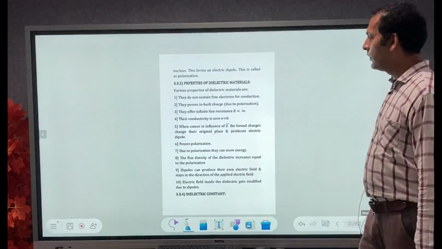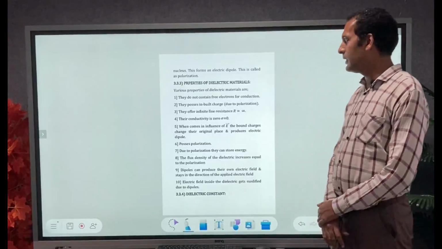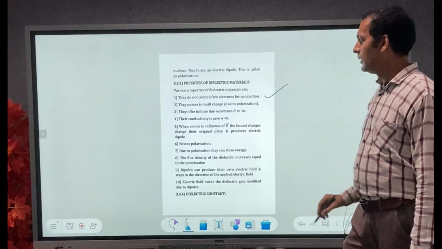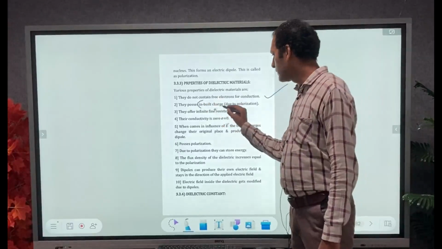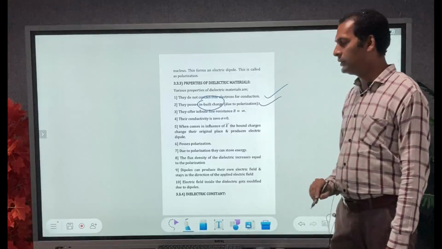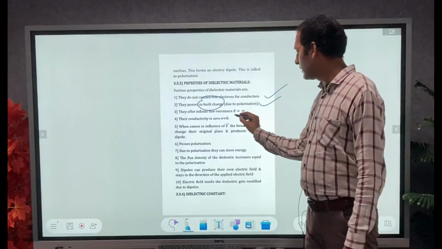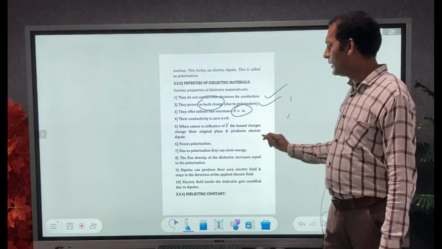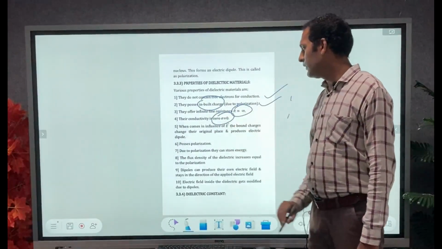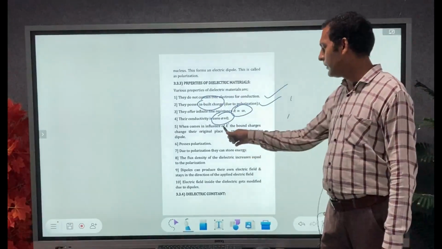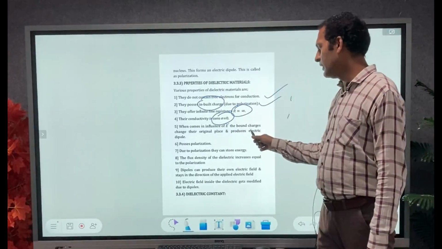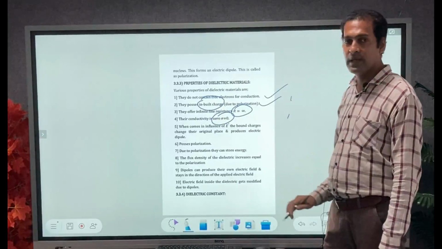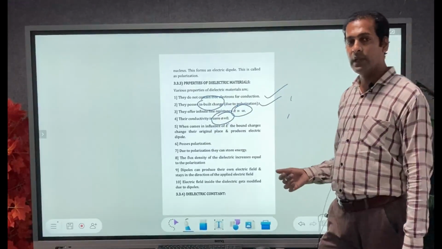So what are the properties of dielectric material? Dielectric material does not contain free electrons for conduction. It possesses some inbuilt charge due to polarization. It offers infinite resistance, say R is equal to infinity. Its conductivity is 0. When it comes under the influence of electric field intensity, bound charges change their original place and produce an electric dipole. There will be an electric dipole.